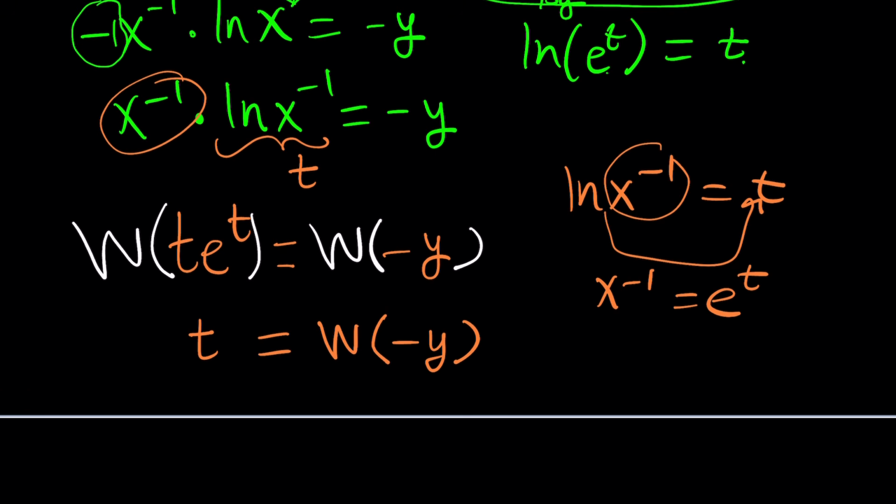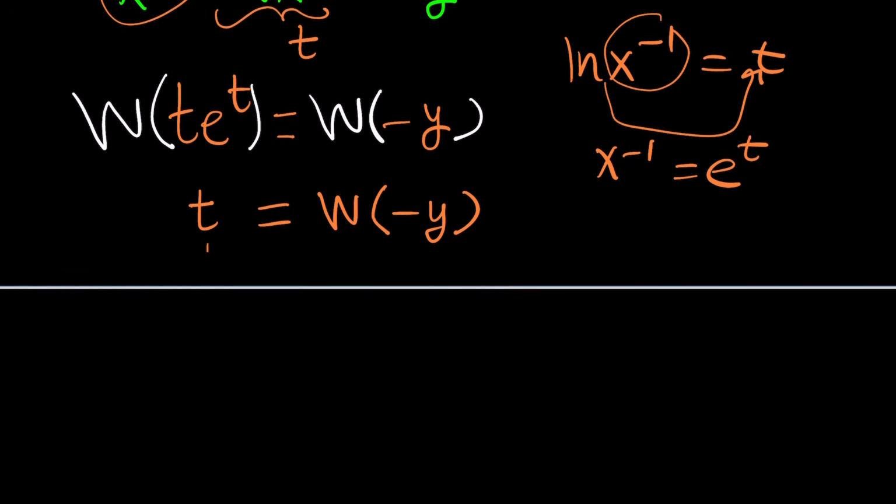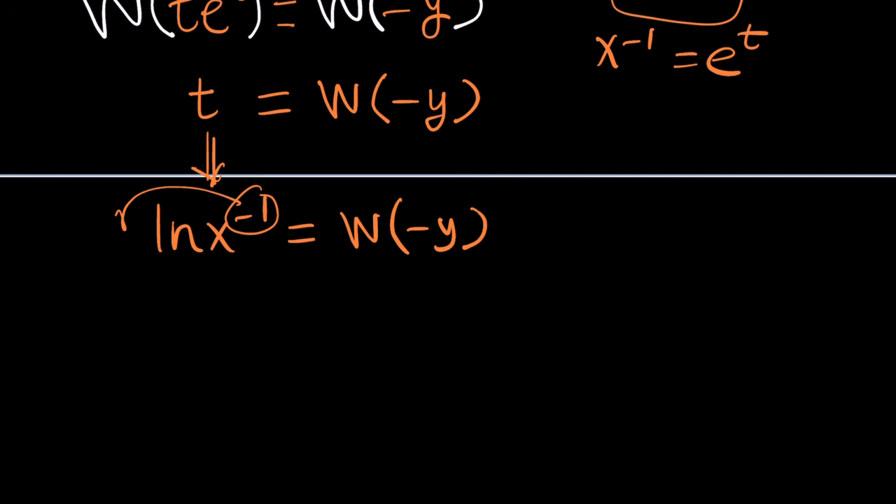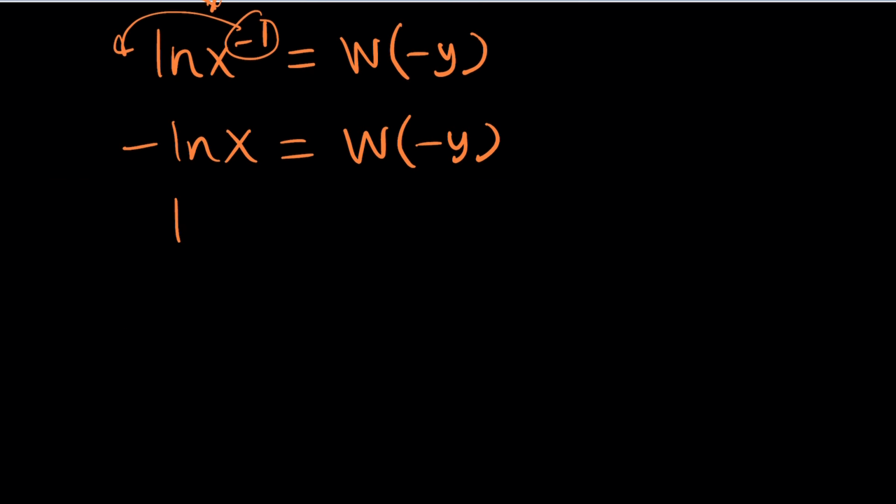But wait a minute. We said that we were going to solve for x, right? Well, we didn't, but we're close. Now we have to back substitute. What is t? t must be replaced with ln x to the power negative 1. ln x to the power negative 1 equals W of negative y. And of course, you can move this back. So make it a negative ln x equals W of negative y. And then multiply both sides by negative 1 to get ln x because it is better than negative ln x. And we get that. Now we're so close.